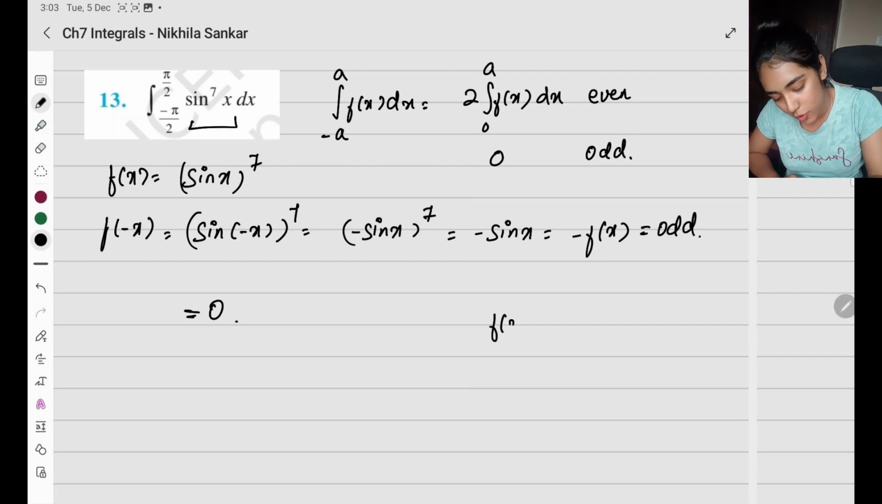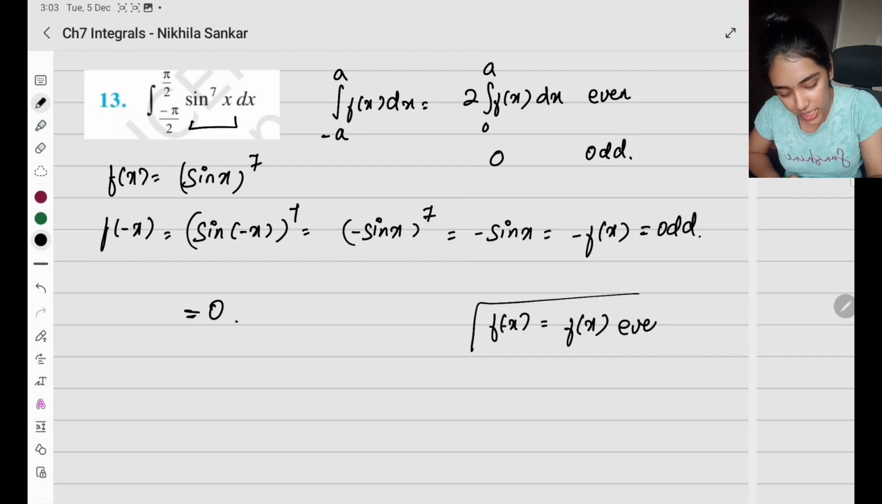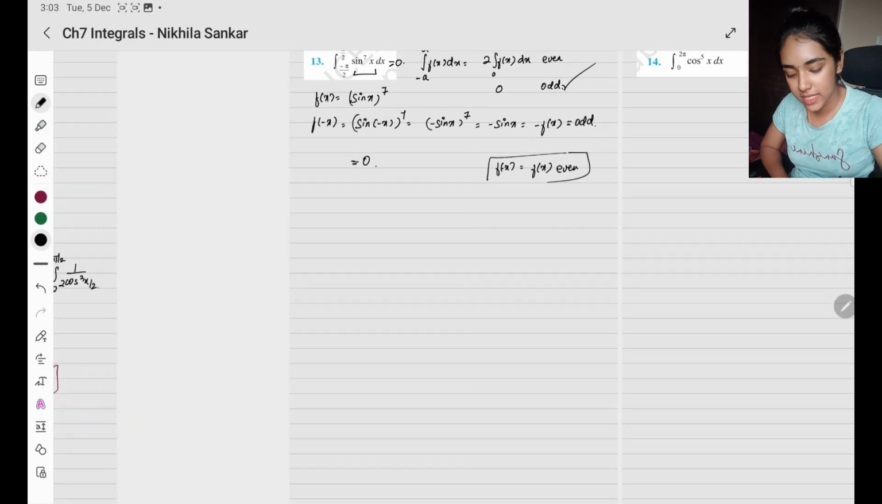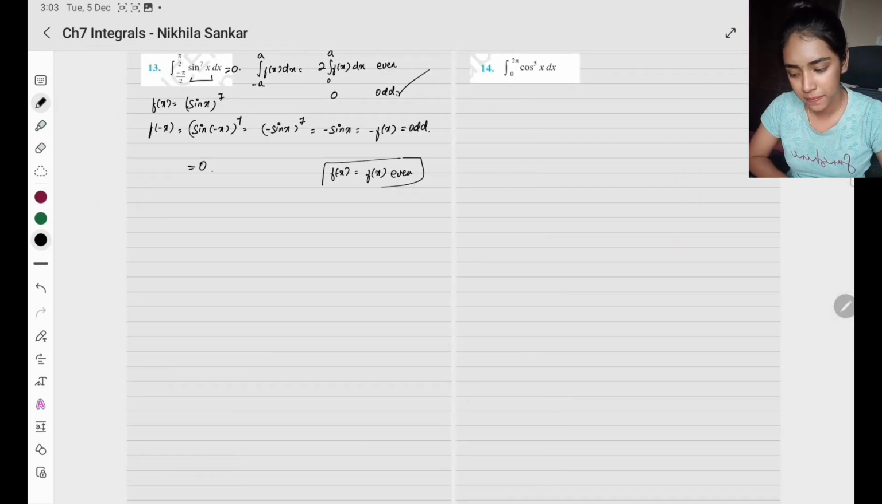How would it be for an even function? f of minus x would be f of x. So that would be my even function, but in this case it is an odd function. So my answer is going to be 0. So the integral's value is 0. Okay, please copy.